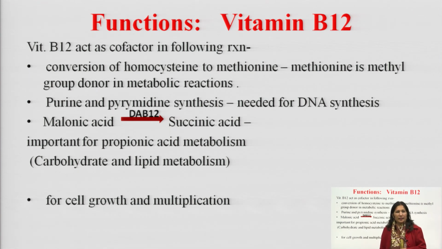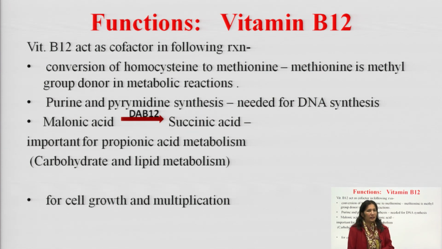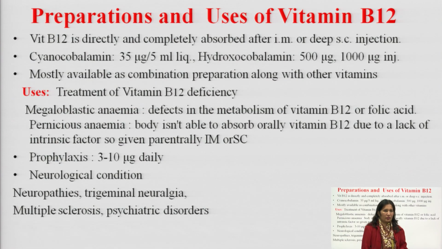Vitamin B12 acts as a cofactor in the following reactions: conversion of homocysteine to methionine, and methionine is a methyl group donor in metabolic reactions. It is also required for purine and pyrimidine synthesis, which is required for DNA synthesis. Malonic acid, in the presence of vitamin B12, converts into succinic acid, and this is important for propionic acid metabolism. Vitamin B12 is also required for cell growth and multiplication.